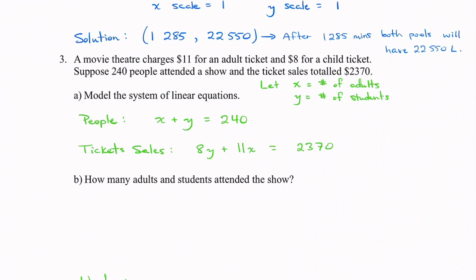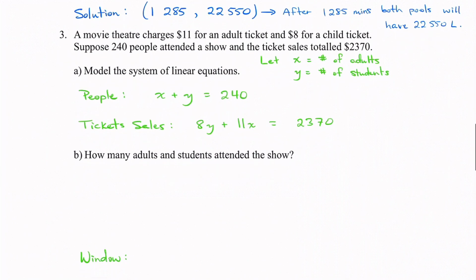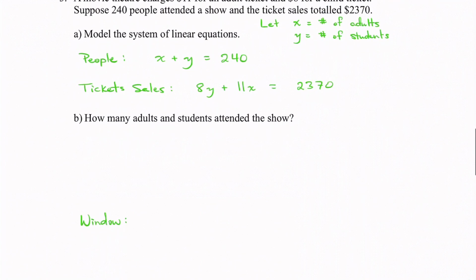So part B now says how many adults and students attended the show. So we got to use these two equations and solve to figure out what X is, how many adults came, and what Y is, how many students came.